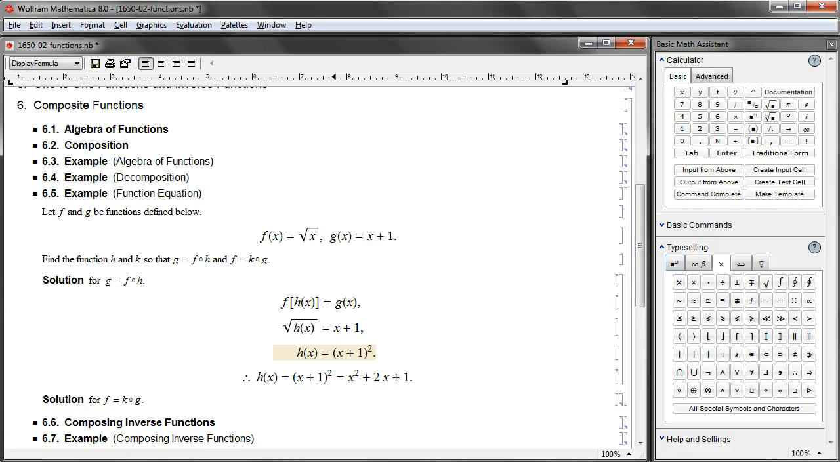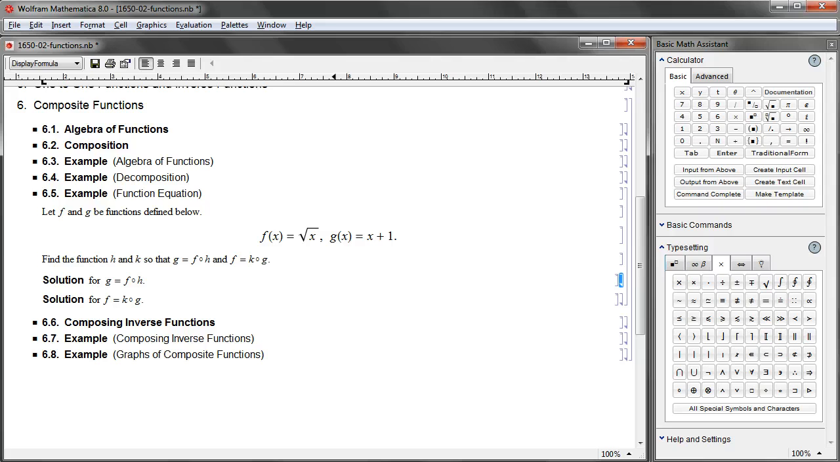So sometimes you can set up a functional equation and find a function. This one is going to be still harder. F is equal to k of g of x. How's that?